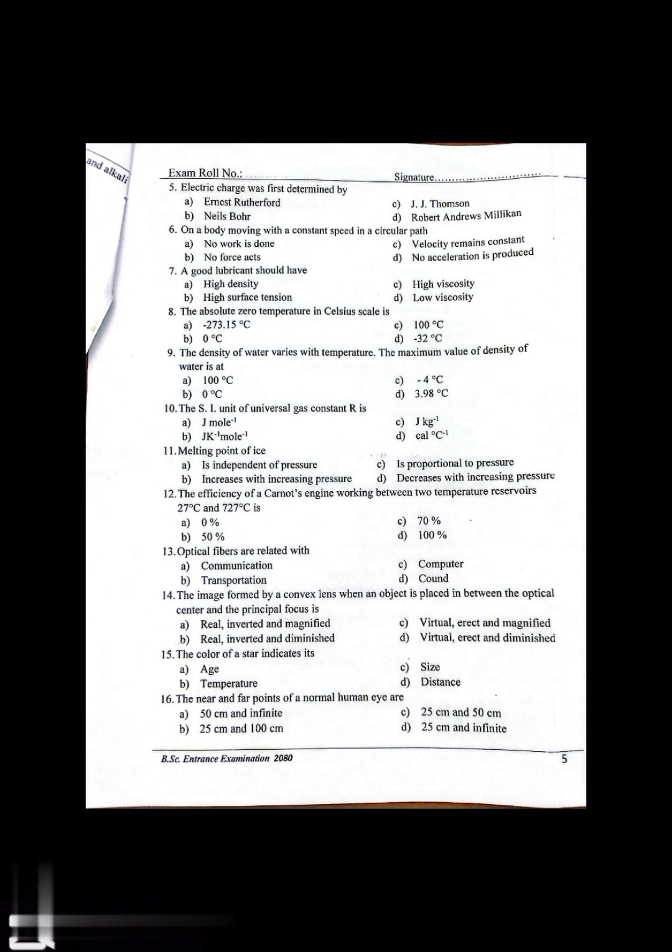15. The color of a star indicates its A. age, B. temperature, C. size, D. distance.